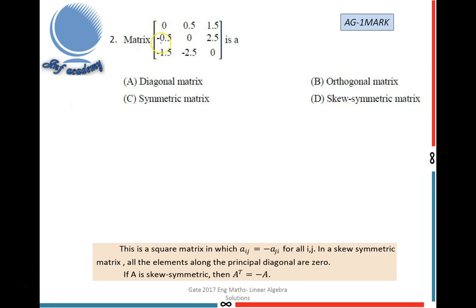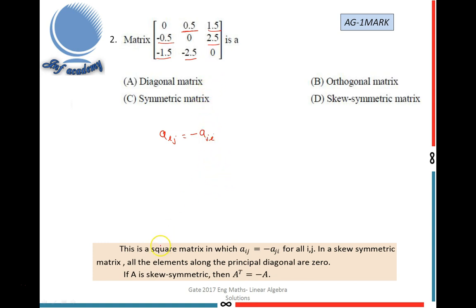The given matrix has principal diagonal elements equal to 0 and Aij equal to minus Aji. I have to check minus 0.5, this element place is A21, and this is A12. These two have opposite signs. Similarly these two, similarly these two. So finally I can say principal diagonal elements are 0 and Aij equal to minus Aji. So this matrix is a skew symmetric matrix.